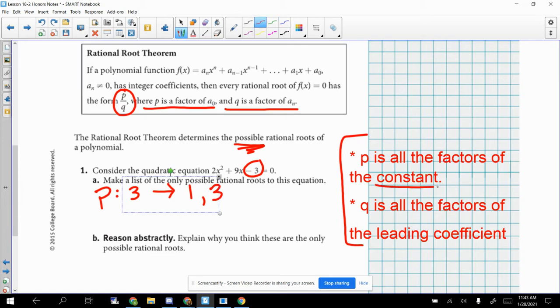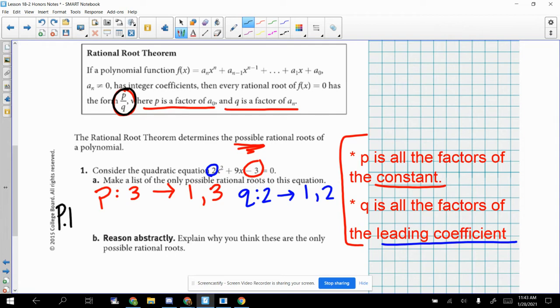Then our q is the leading coefficient. And again, this is over here. P is the constant. Q is the leading coefficient. So now let's figure that out. So our Q is going to be 2. And the factors of 2 are just 1 and 2. Okay. So then what we need to do here is this P over Q, and we need to write all of them as the positive or negative versions. So I'm going to kind of simplify this to be possible rational roots. I'm going to write it like that.